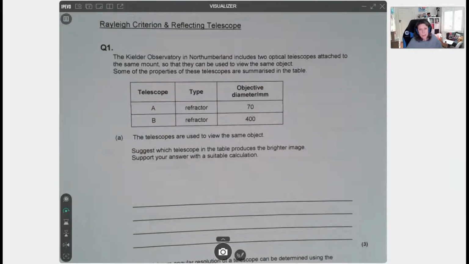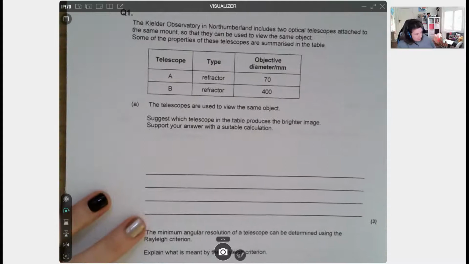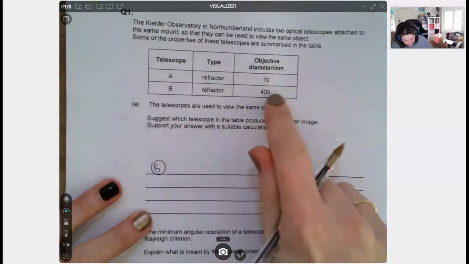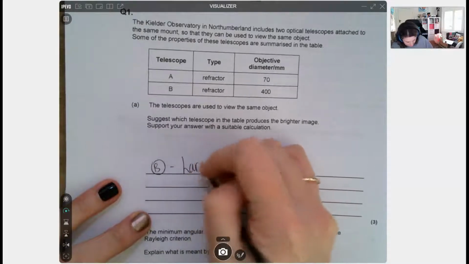Telescopes are used to look at the same object. Suggest which telescope produces the brighter image. So we are looking here at collecting power. Okay, so we would say it's B, because it has the largest diameter.